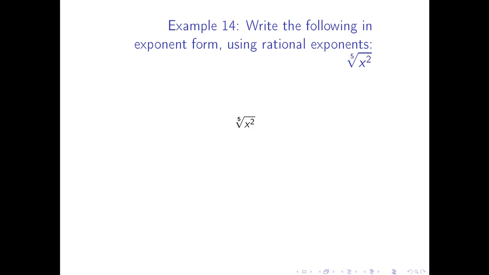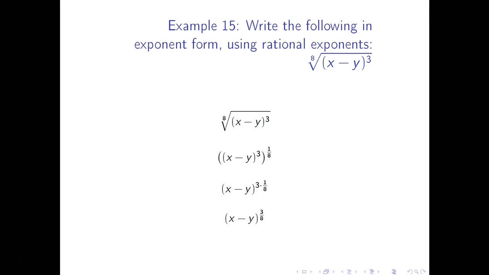What about this one? Can you write this using rational exponents? Go ahead, pause the video and work through it. Well, a fifth root is something to the 1/5 power. We multiply, so we get 2/5. It's pretty simple going forward. All right, our last example is this one. How could you write this using rational exponents? Go ahead. Well, again, it's an eighth root, which is to the 1/8 power. So we multiply and we get 3/8.